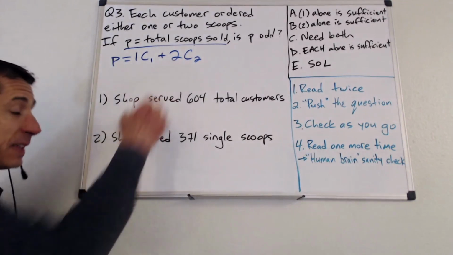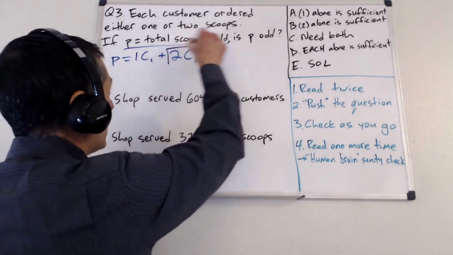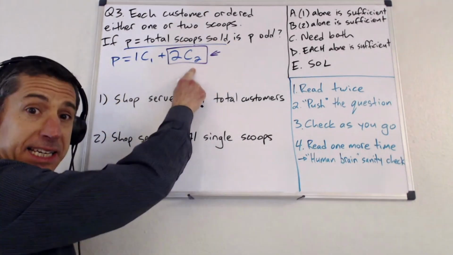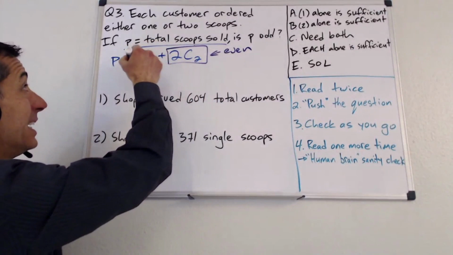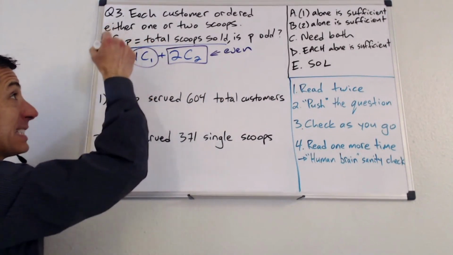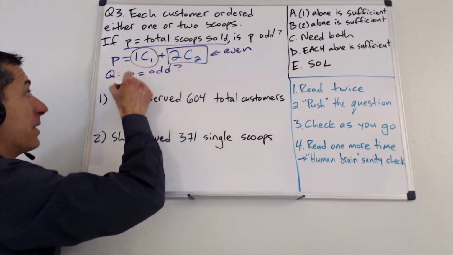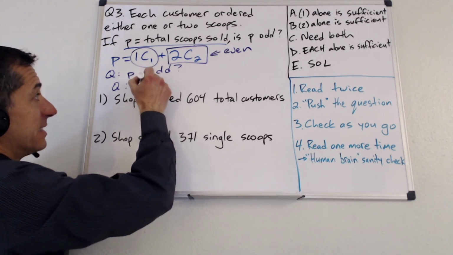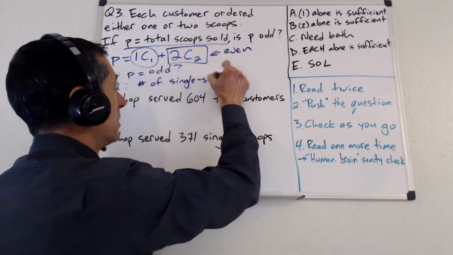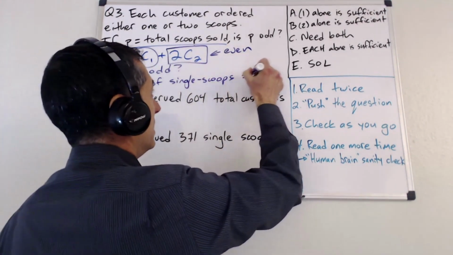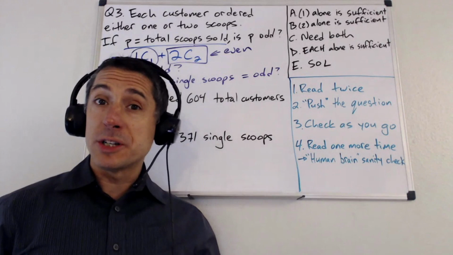Now, if we think through this intuitively a little bit, now we've got something. Why? Well, this right here, 2 times the number of customers who ordered 2 scoops each, well, that's going to give me an even number no matter what. So if I want to know whether P's odd, all I really need to know is that. So I can translate the question here. So if the question is P odd? Well, I can do better than that. All I want to know is C1 odd, or better still, the number of single scoop customers. Is that odd? That's it. Now we've got a much simpler question, much more intuitive.